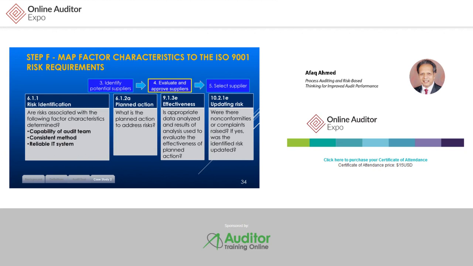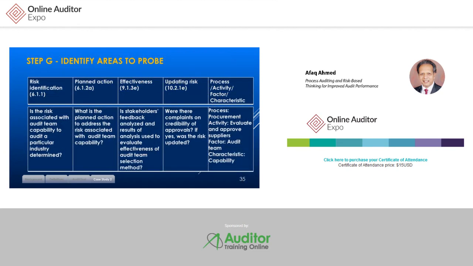The last step is to develop audit questions around risk associated with process factor characteristics. Here is a list of questions that an auditor may ask. Is the risk associated with the audit team capability to audit a specific industry determined? What is the planned action to address the risk associated with the audit team capability?